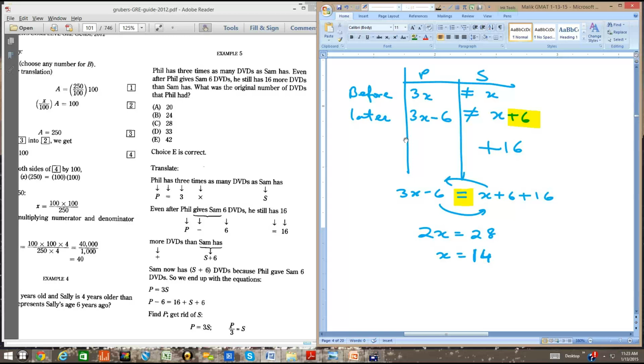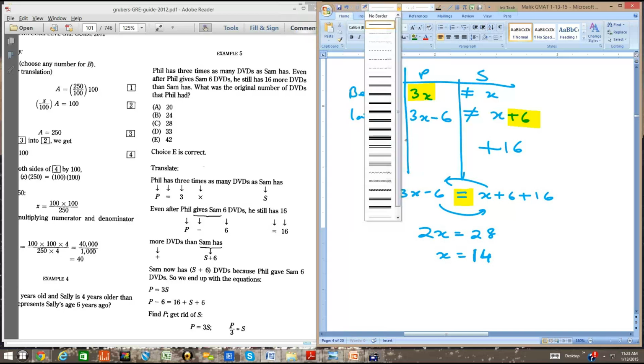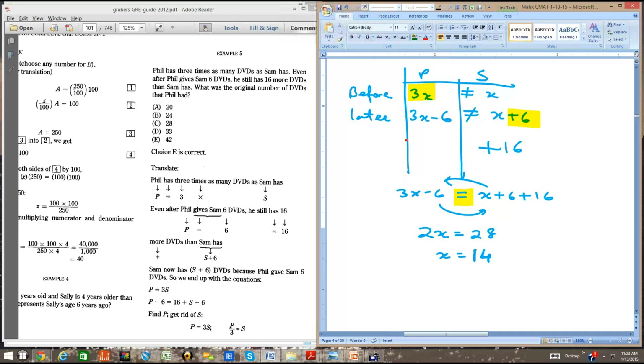Not even that. Look at that. They're asking for Phil's, so you're really looking for 3x. So it's 3x that they're looking for. 3x equals 42. So the answer is 42. See, that's where I would have gotten careless. That happens to a lot of students.